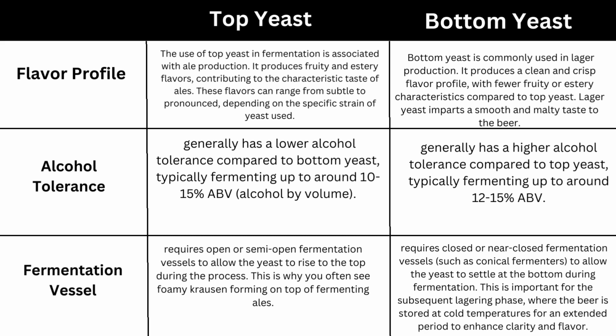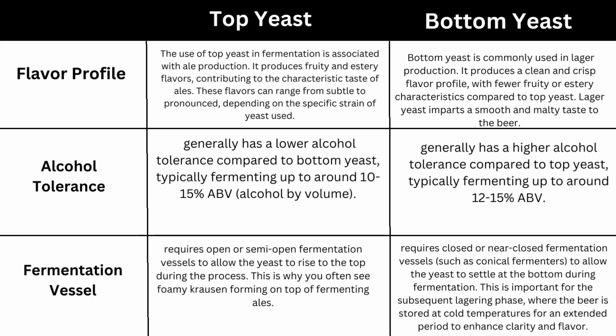Eighth, fermentation vessel. Top yeast. Top yeast requires an open or semi-open fermentation vessel to allow the yeast to rise to the top during the process. This is why you can often see foamy krausen forming on the top of the fermenting ale.